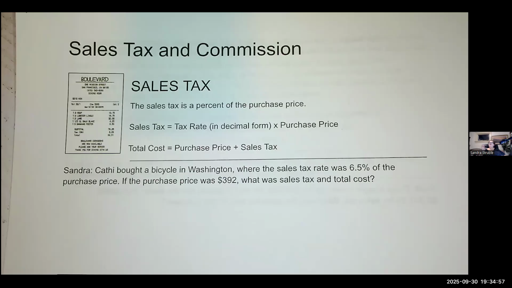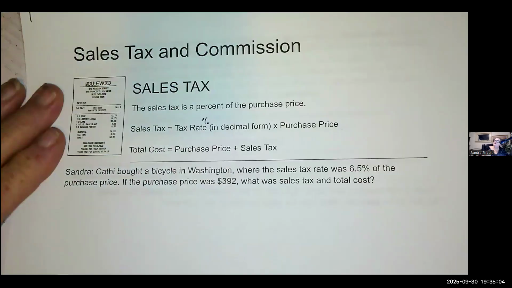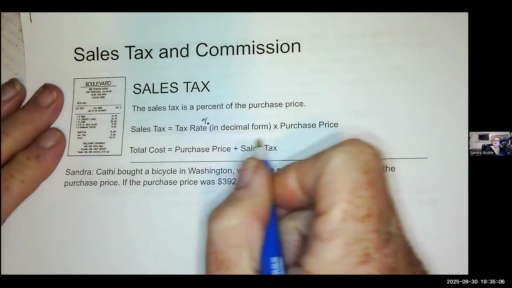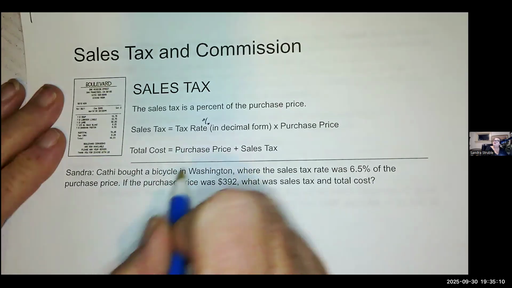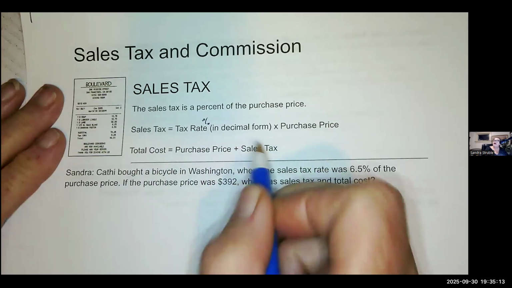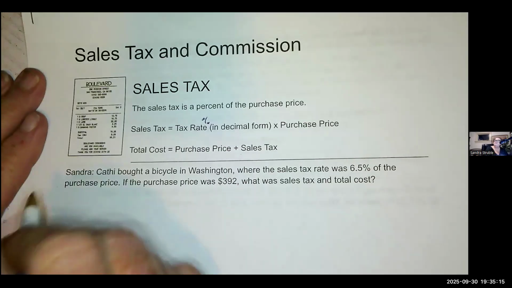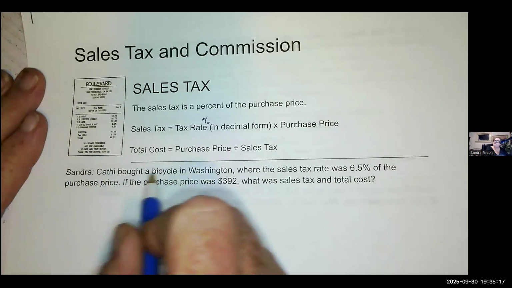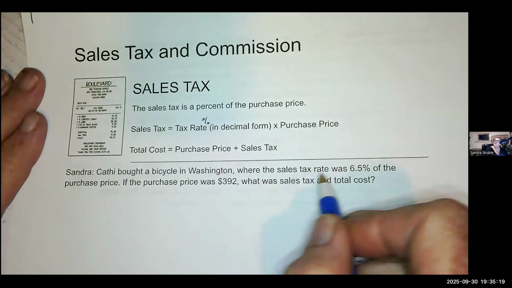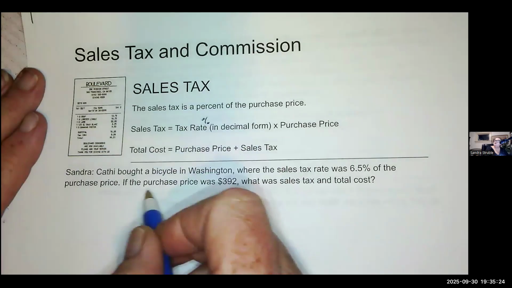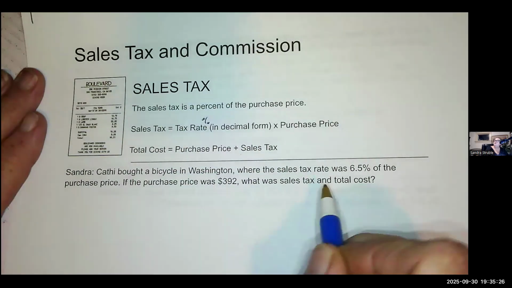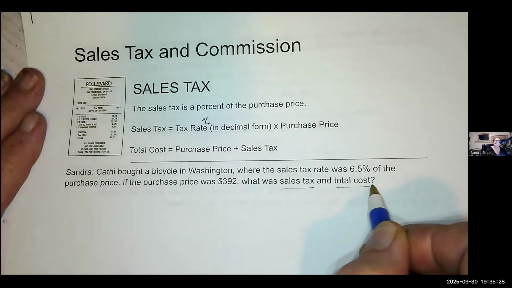So to find the sales tax, it's the tax rate, which means that's the percentage. Rate always means percent, but in decimal form, times the purchase price. Then to find the total cost is the purchase price plus the sales tax. Okay. My example is Kathy bought a bicycle in Washington, where the sales tax rate is 6.5% of the purchase price. If the purchase price is $392, what was the sales tax and the total cost?